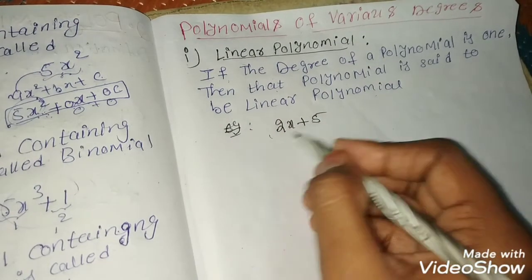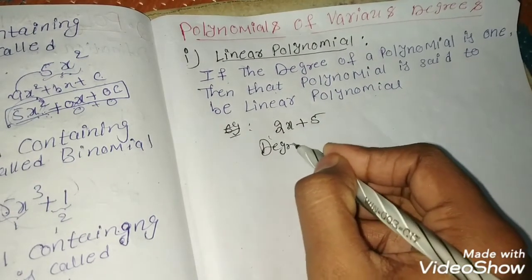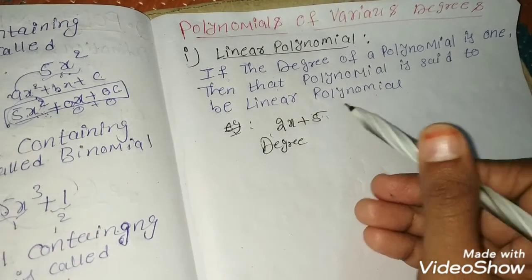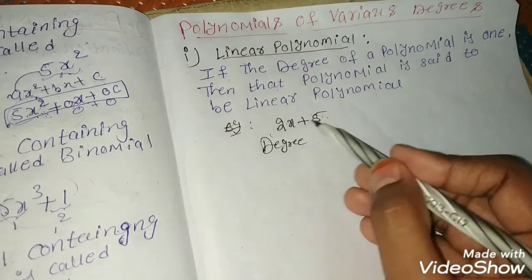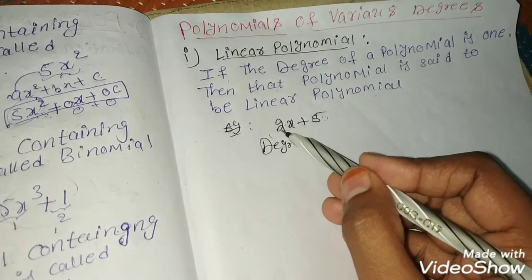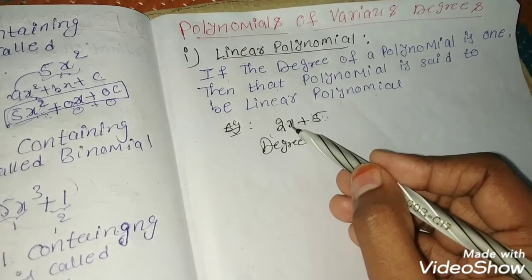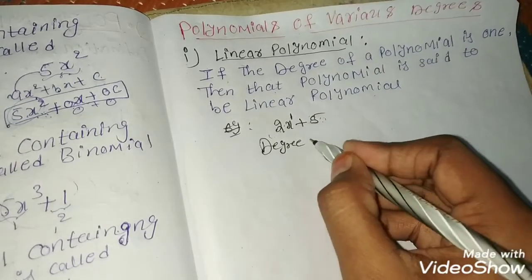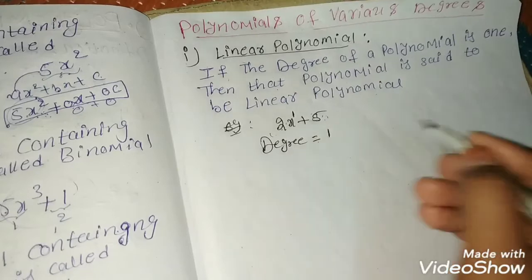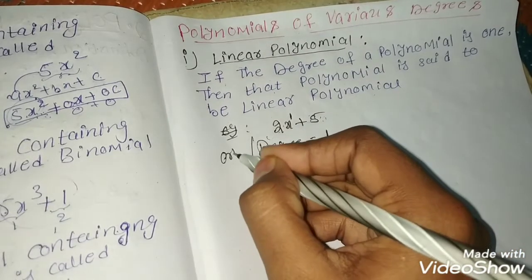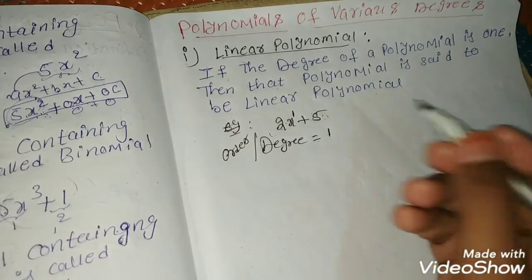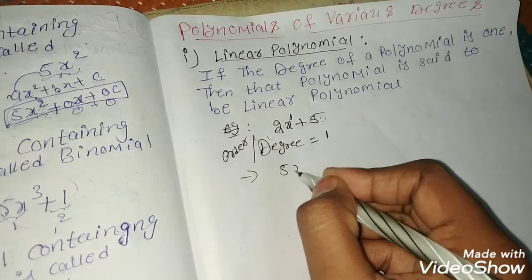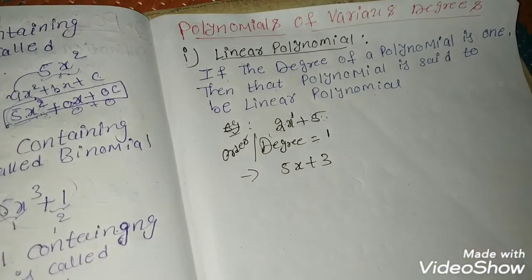See, what is the degree of this polynomial? First of all, you have to check, is this a polynomial or not? Yes, of course, this is a polynomial and we have 2 terms. And what is this 2? 2 is the coefficient of x. So, we have order 1. Okay. What is the degree of this polynomial? 1. Degree or order, both have the same meaning. Okay. Degree is 1. Let's take another example like 5x plus 3. Is this a linear polynomial?